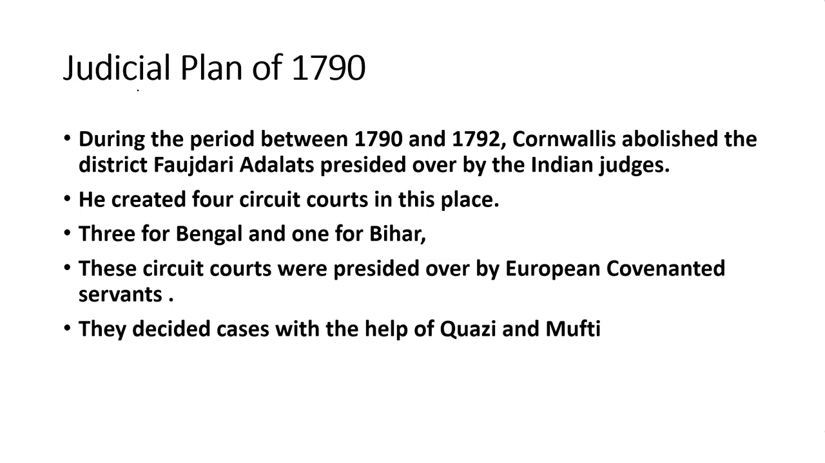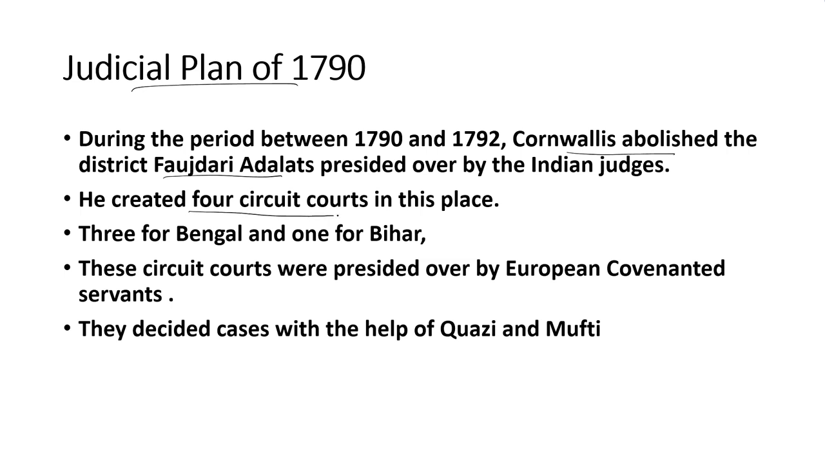But his judicial plan of 1790 was more rational in character compared to his reforms of 1787. During his second period of judicial reform spanning 1790-92, he abolished district Fauchidari Adalat. District Fauchidari Adalat during the period of Warren Hastings decided criminal cases. It was also presided by Indian judges.